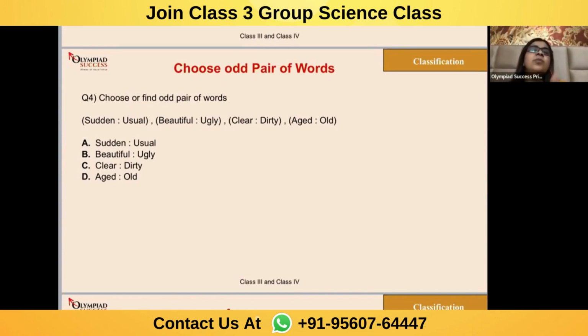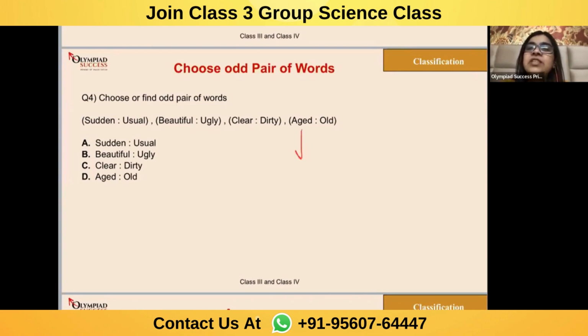Sudden is the opposite of usual. Like usually I take classes at 10 a.m. on Sunday, but suddenly I took a class at 9:30 this Sunday. So this is sudden, usual, opposite. Something is really beautiful, something is really ugly, opposite. Something is clear, something is dirty, opposite.